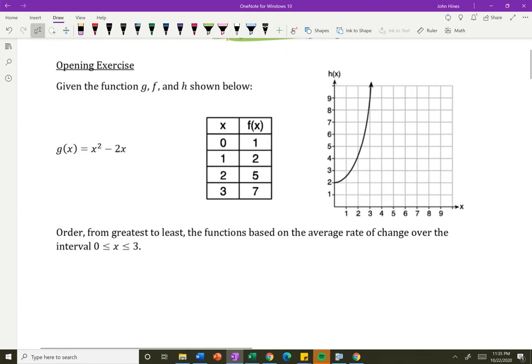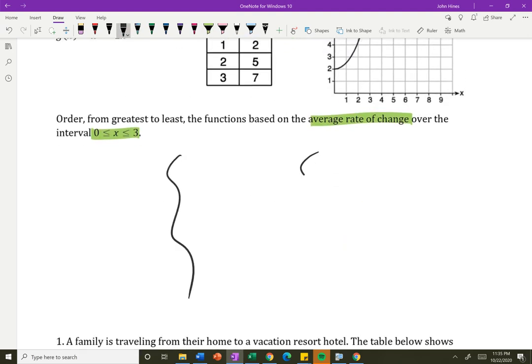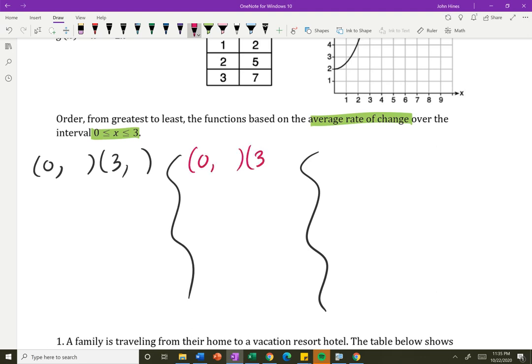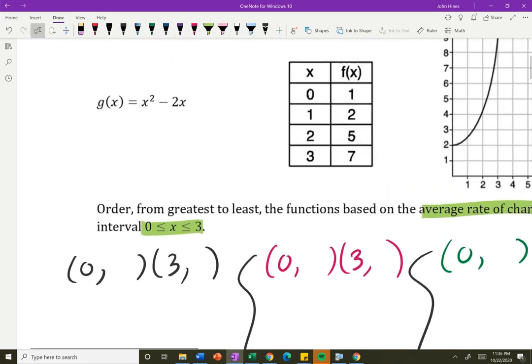So given the three functions here, g, f, and h, order them from greatest to least based on the average rate of change from 0 to 3. So I need to do three different average rates of change here. And again, I'm always using the point x equals 0, x equals 3. And each time I need to find the corresponding y value for each of these functions. So let's start with this first one here.